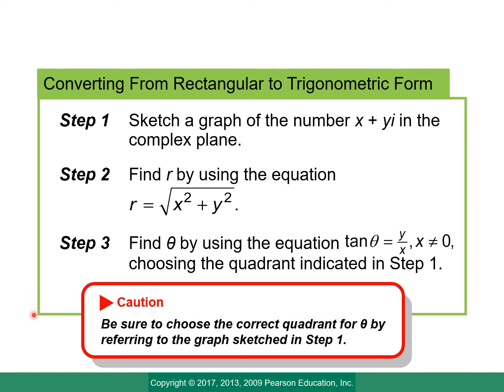Just a caution, make sure you choose the correct quadrant for theta by referring to your sketch in step 1. What I'm going to show you is to use tangent inverse to get theta, but that's going to give us only angles in quadrants 1 and 4. So if we happen to be dealing with a point in quadrants 2 and 3, we have to be careful about that. I'll show you what I'm talking about with an example.